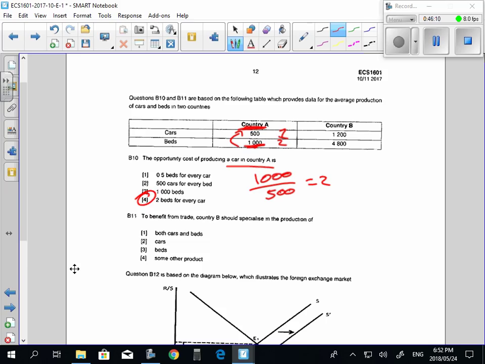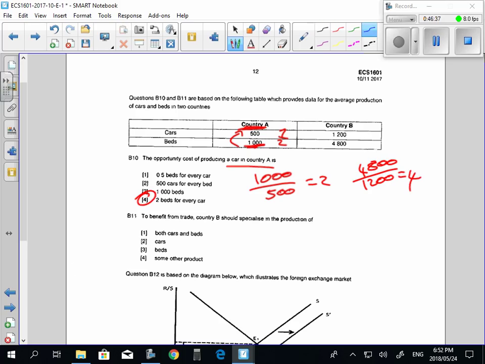To benefit from trade, country B should specialize in the production of what? So remember, to calculate which product they should specialize in, it is not the absolute advantage that counts. It is relative or comparative advantage. It is the opportunity cost. Now, because we divided beds by cars, we need to divide beds by cars for country B as well. So 4,800 divided by 1,200 gives us 4.